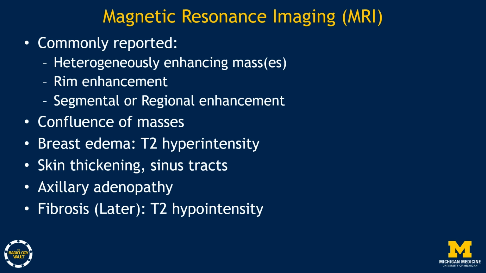Breast edema will show T2 hyperintensity on the T2 sequence. You'll see skin thickening, possibly sinus tracts, axillary adenopathy like we see with mammogram and ultrasound. And later on in the course of the disease, where there's scarring and fibrosis, you'll see T2 hypointensity on the T2 sequence.